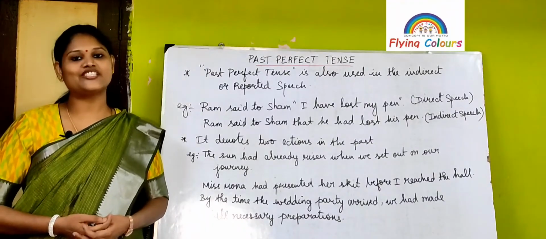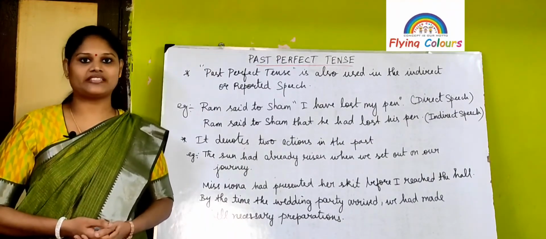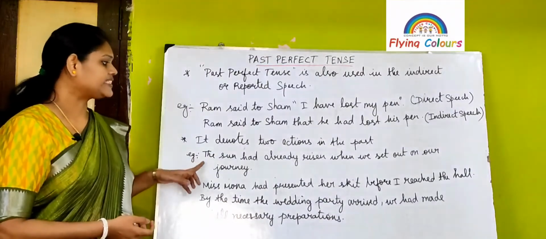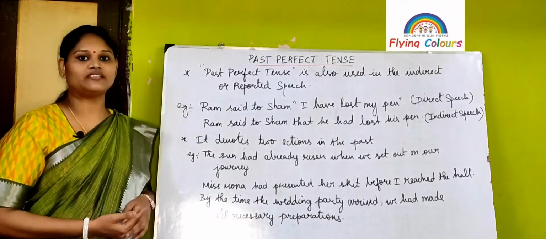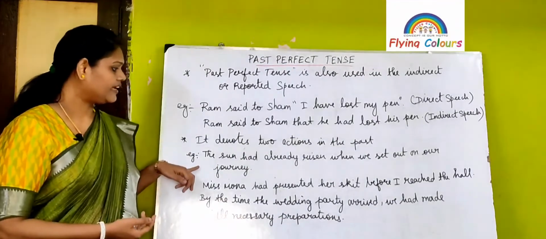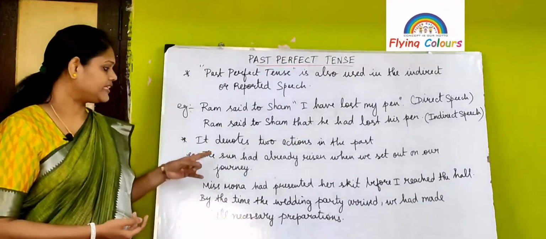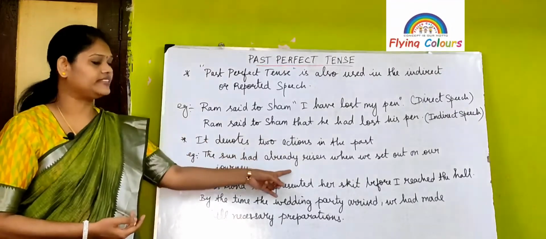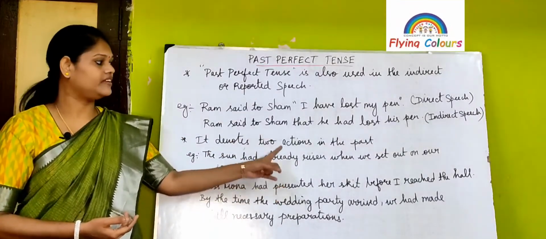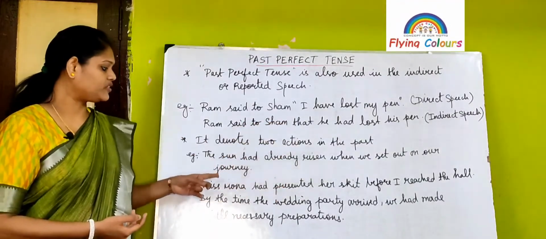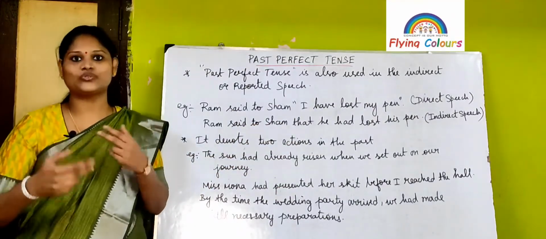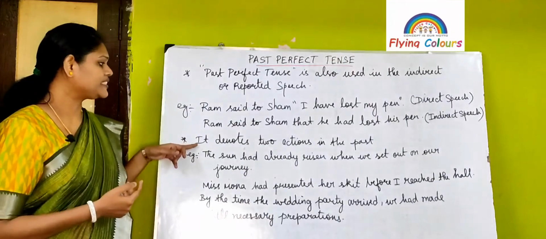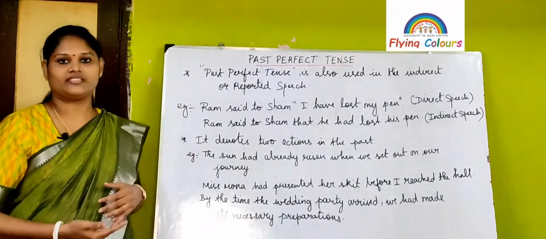Past perfect tense denotes two actions in the past. For example, the sun had already risen when we set out on our journey, right? Here, what is the first action? The sun had already risen. That is the first action. When we set out on our journey is the second. So, it comes in between the two actions. Past perfect tense denotes two actions in the past, right?